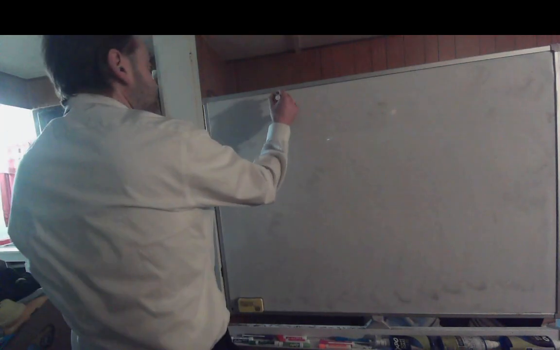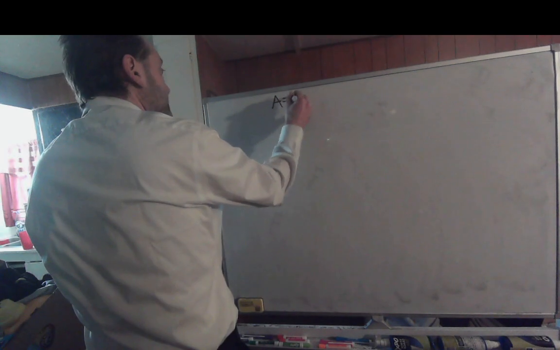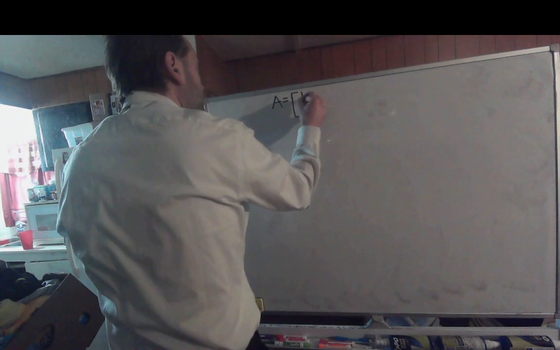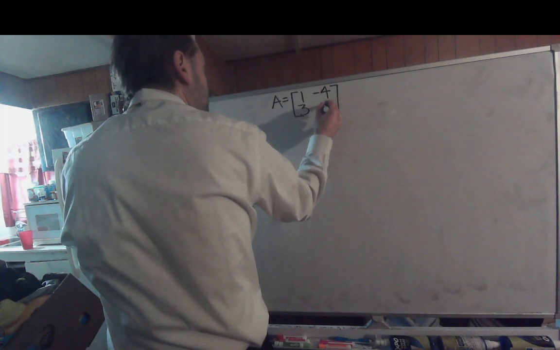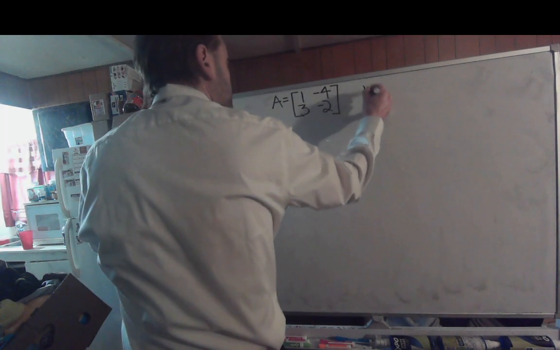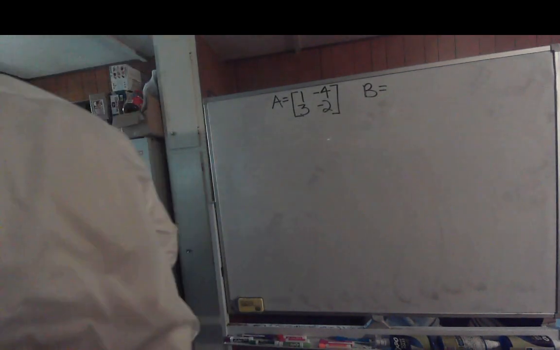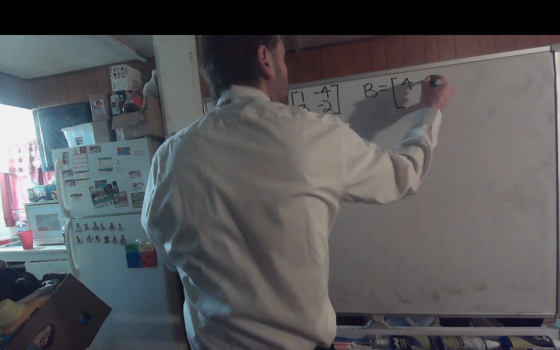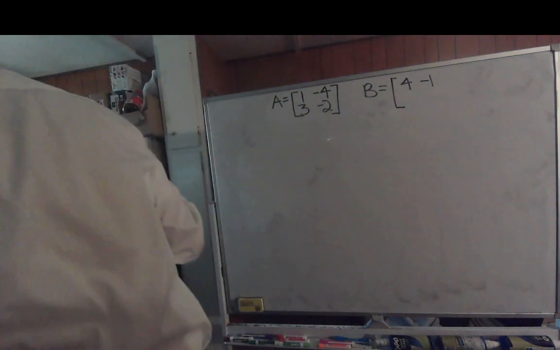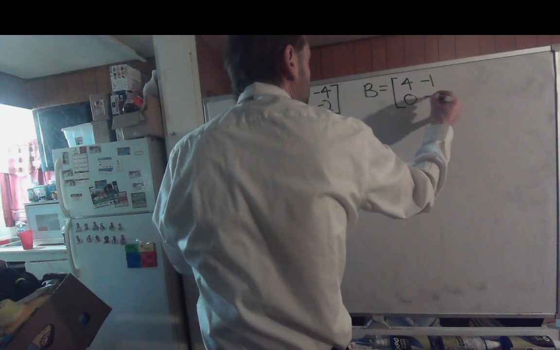All right. What about, let's see here. You have matrix A equal to 1, negative 4, 3, negative 2. Then you got matrix B, which is equal to 4, -1, 0, and -3.